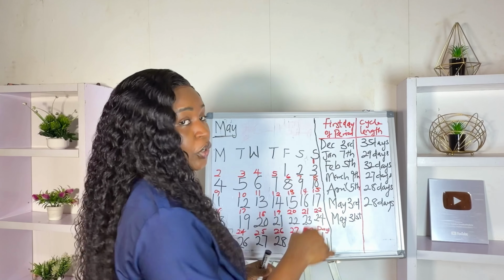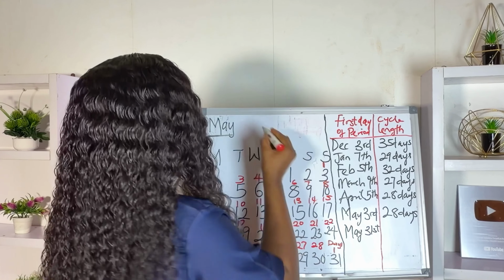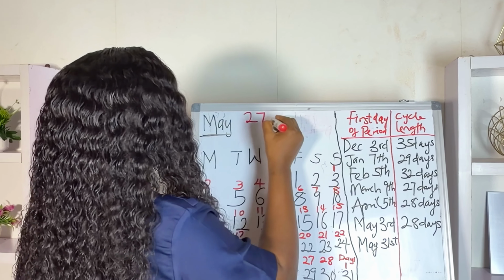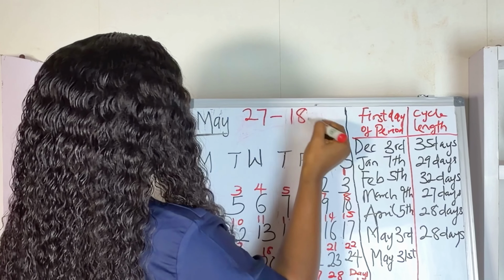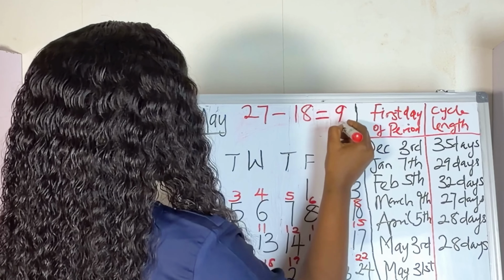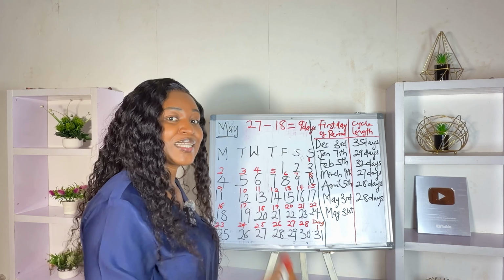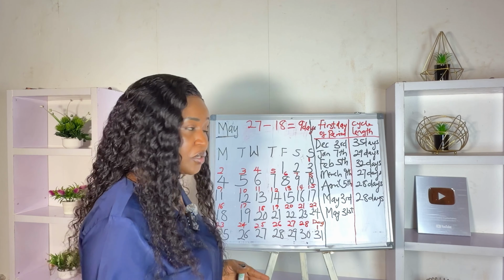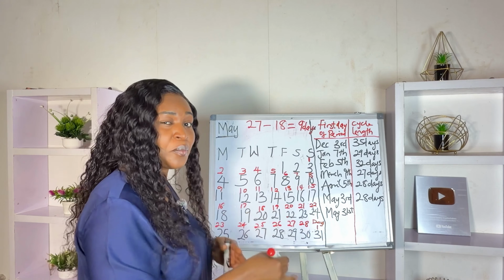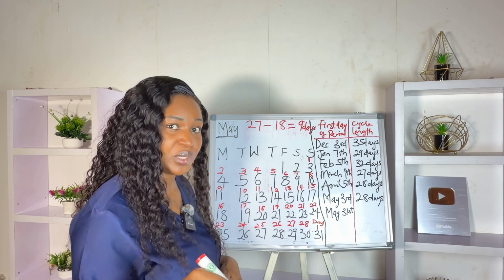So our shortest cycle length is 27. We subtract 18, and that will give us 9 days. This means that the fertile window starts from day 9 of our cycle. So we're just going to use this calendar, but work with your calendar and your calculations to make sure you get it right.